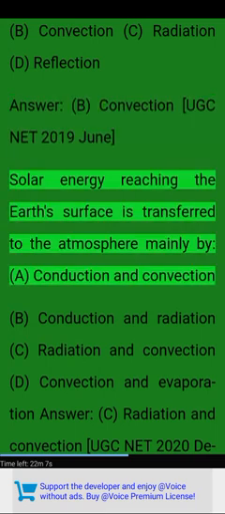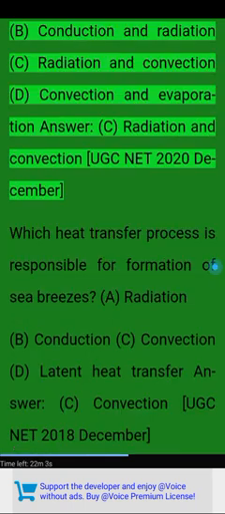UGC NET 2019 June. Solar energy reaching the Earth's surface is transferred to the atmosphere mainly by: A. Conduction and convection. B. Conduction and radiation. C. Radiation and convection. D. Convection and evaporation. Answer: C. Radiation and convection.